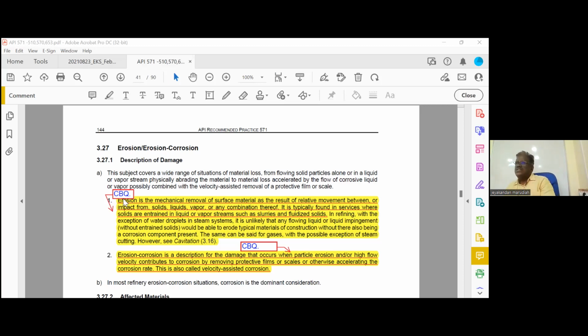What are the hardness tests? Brinell, Rockwell, Vickers, Knoop. There are four hardness tests. Generally, to avoid the stress corrosion cracking problem, carbon steel should have a hardness level less than 200 Brinell hardness.